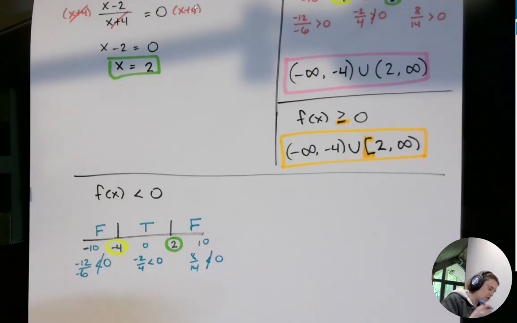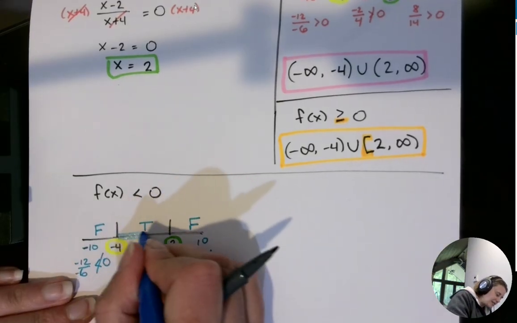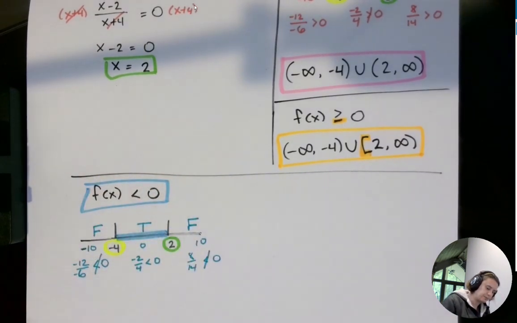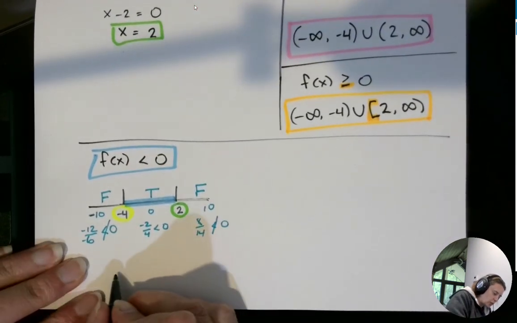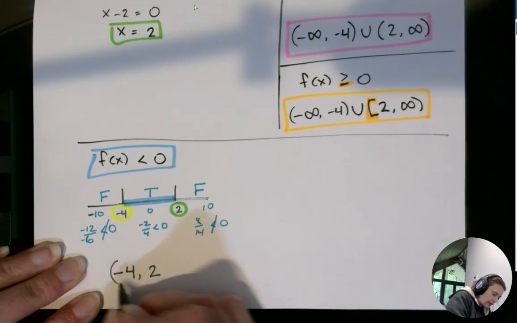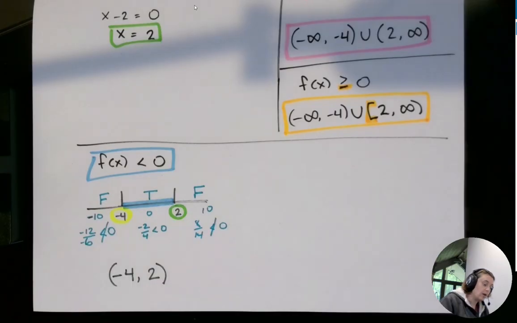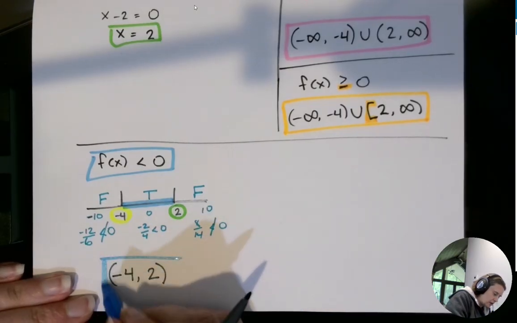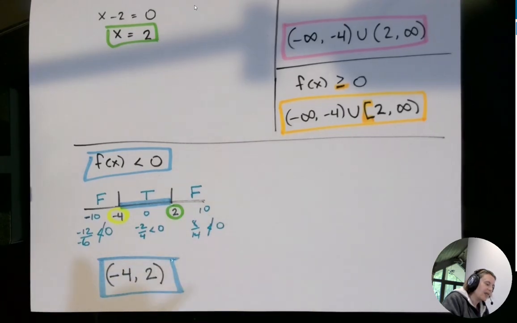So our solution value, if we were asked when it was less than 0, would be just in between those values. So our solution would be from negative 4 up until 2, and we're not including either one because there was no equal bar. So it's the interval from negative 4 to 2.